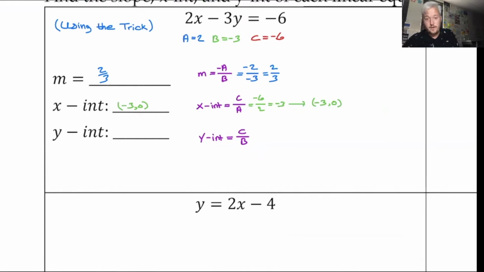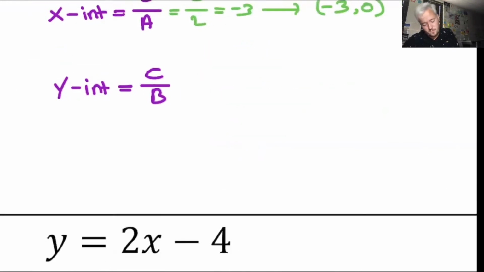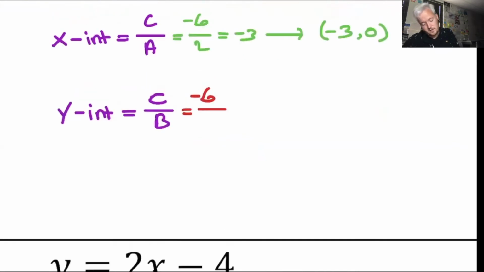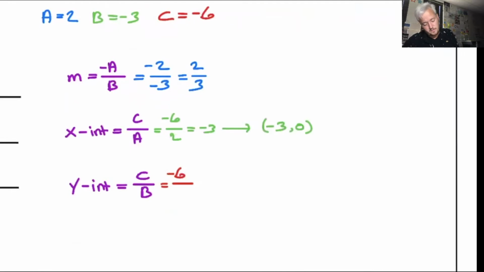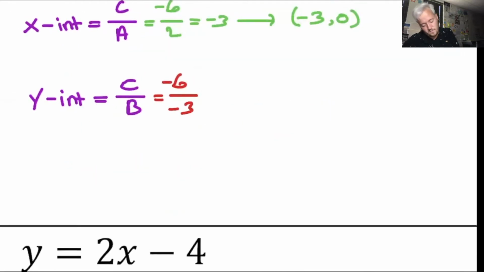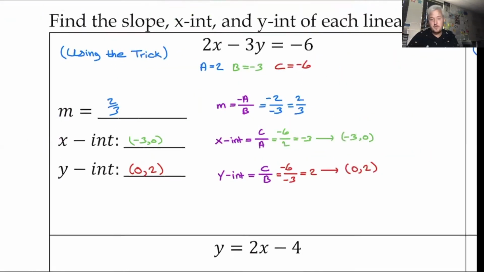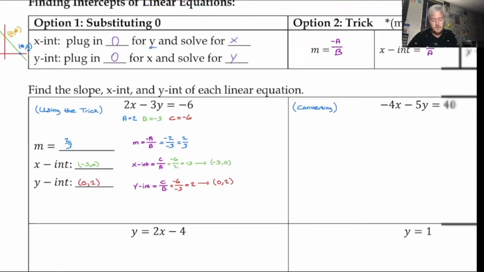All right, now for the y-intercept. We're going to have -6 over your B value, which is -3. So -6 over -3 simplifies to +2. And as a coordinate, this would be 0, 2. I will say using the trick does make the problem go by faster, but it's really up to you on how you want to do it. It depends on your strengths as well.